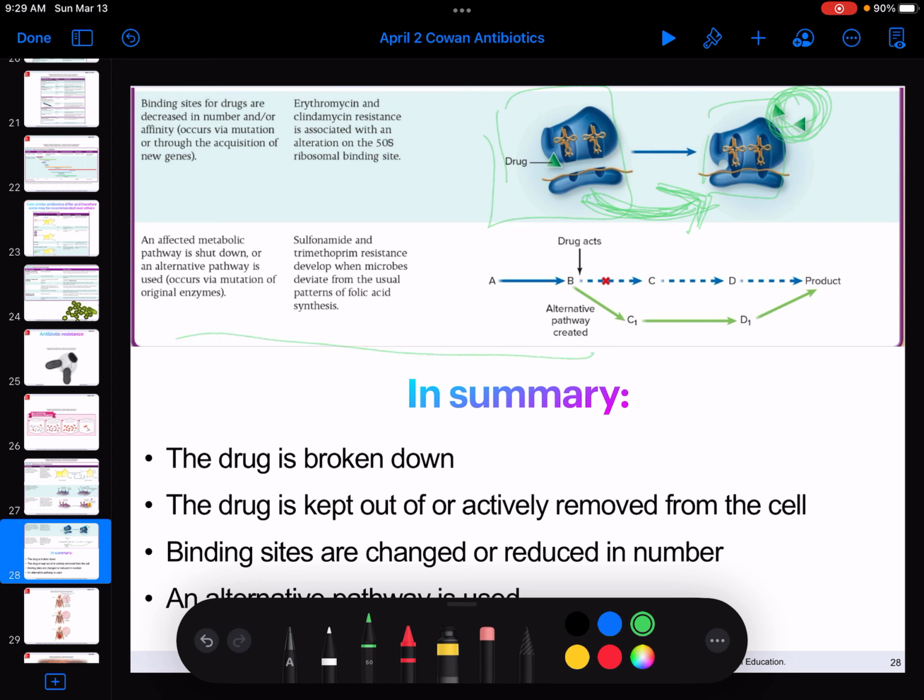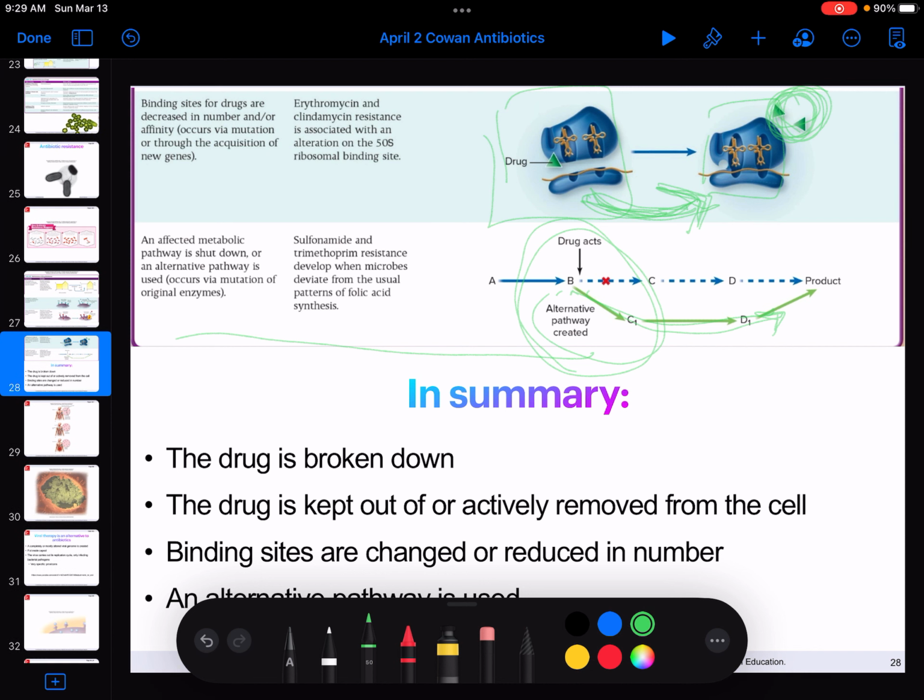And then finally, there are similarly other ways that bacteria might avoid having binding sites, so using alternative pathways for proteins, or again, just changing the shape of the protein.